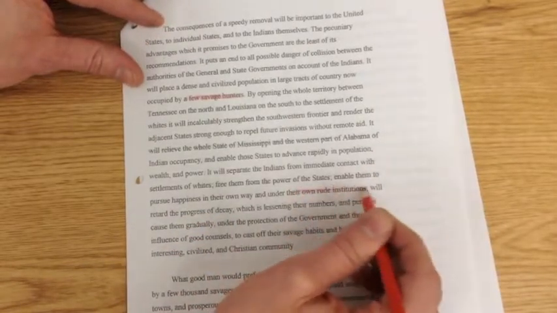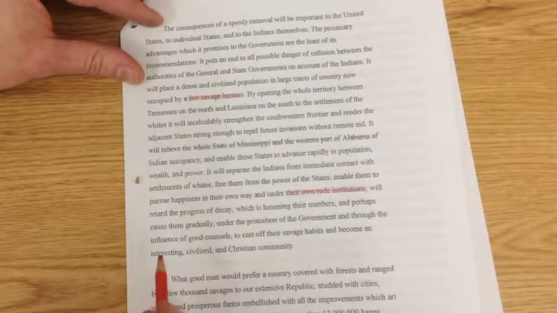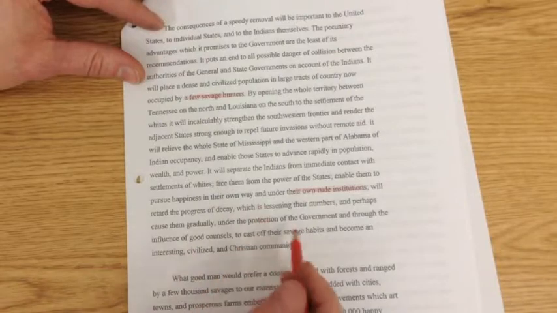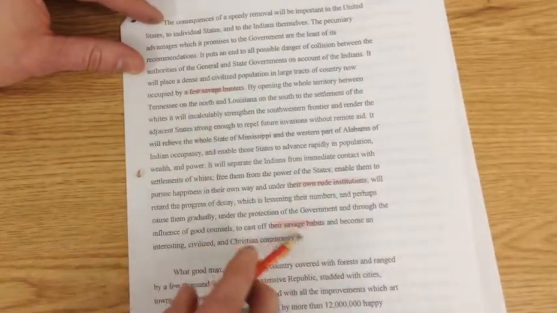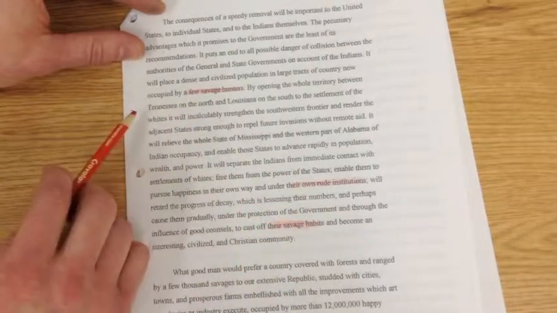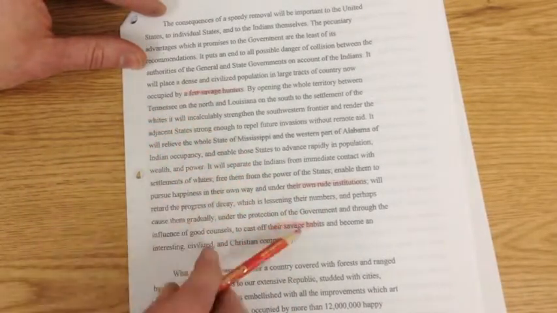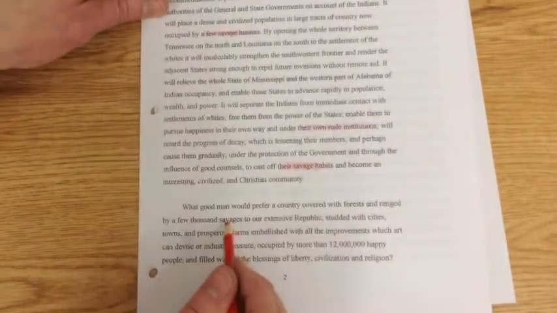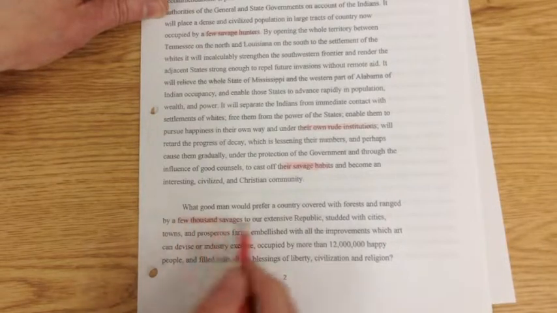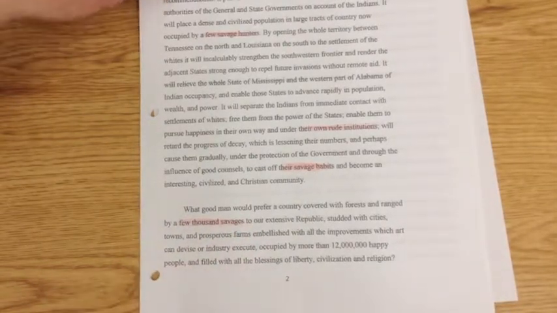This is about describing Indians, that they have some rude institutions. Here's that word savage again. So I see that twice. Already I can see this President Jackson is describing them as savage twice. Savage and rude seems to be his attitude toward Indians. And look, here's that word again. He's talking about a few thousand savages. But this is about something else.